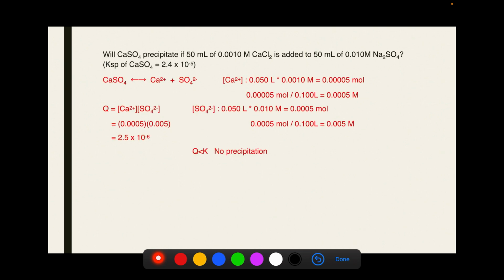Welcome back. Here's what you should have gotten. Notice first I calculated my calcium concentration and my sulfate concentration using the values given from the problem. Then I wrote my Q expression for the salt that I'm interested in, and I plugged in the values I calculated, determining that Q is less than K. Since Q is less than K, the solution is unsaturated and no precipitate will form. In other words, the ion concentrations are low enough that we could actually add more ions before reaching saturation.